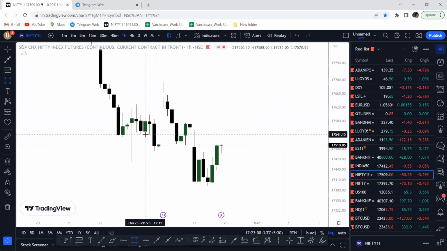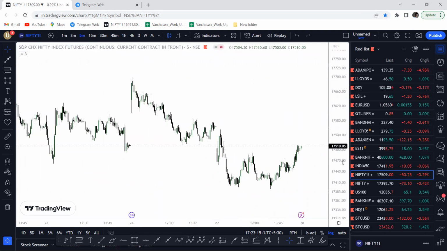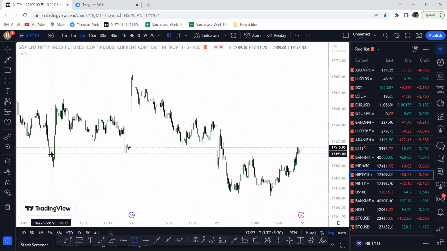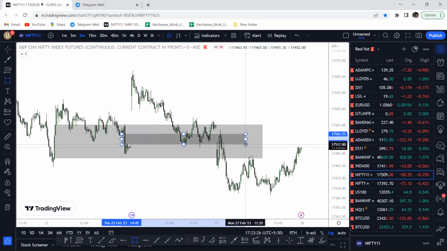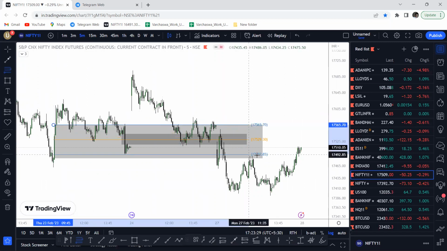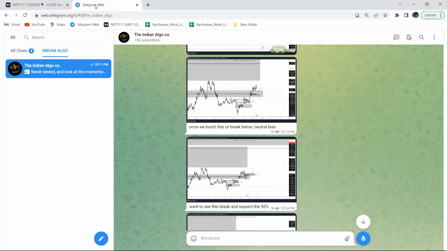And if you see right here, let me just check. It was not on the 1 hour time frame, sorry. It was right here. This particular huge imbalance was created by the market, and then I had this particular imbalance right here. If I simply use the 50% of this area, this is where we get around 17,524.